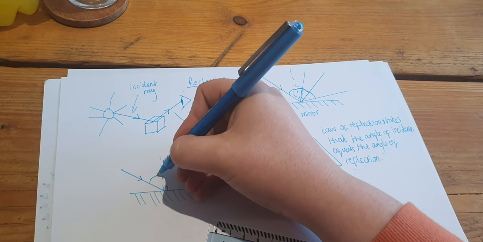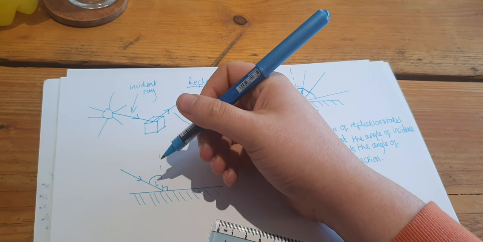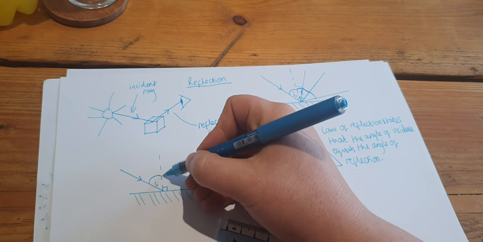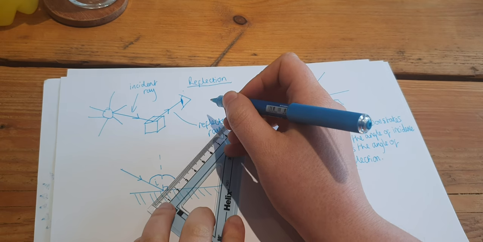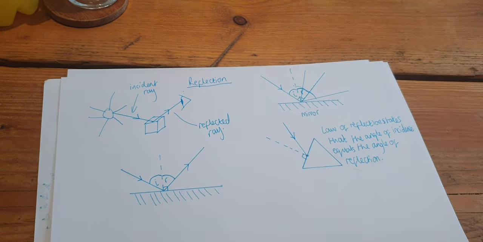Then I would measure this angle here, my angle of incidence. Let's pretend it's 55 degrees. Then I would measure 55 degrees this way. Again, I'm making it up. Then that would be my reflected ray there.